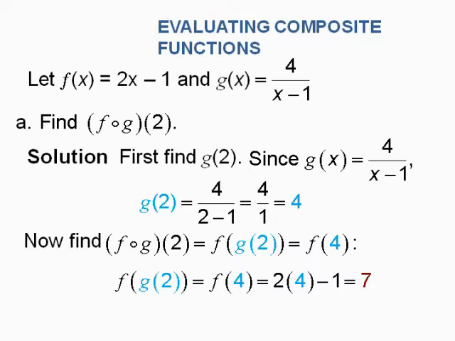All right, so let's define a few functions here. f of x equals 2x minus 1, and g of x equals a fractional function here, 4 over x minus 1. So it says find the f∘g of 2, f of g of 2. Okay, so we'll just write that the good way here.